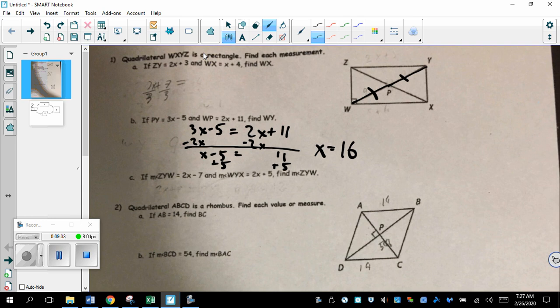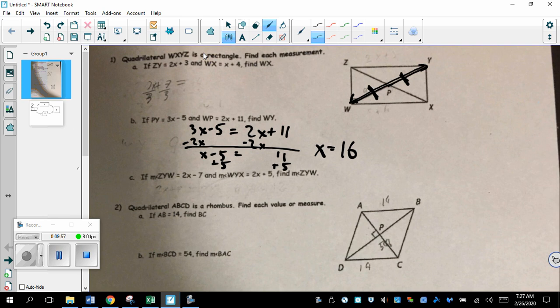My apologies. So again, x is equal to 16, right? That's what we know about these things. We know that they are congruent to each other. What they're asking for, though, is this whole thing. So again, what did we find out? We found x by setting these two equal to each other. But what we actually need is this whole thing. So we actually need PY and we need WP all together.